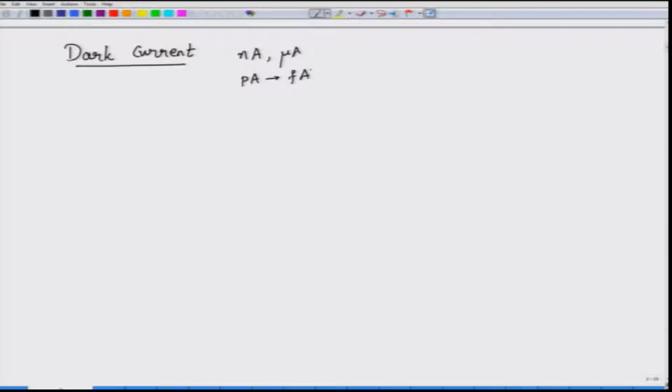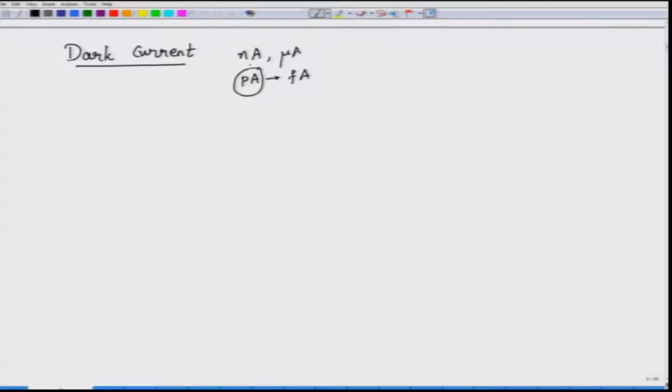So, this component is quite negligible when you are working with very good photodiodes, especially in telecom applications. You now are able to obtain picoampere dark current photodiodes. Okay. So, this is for the dark current.